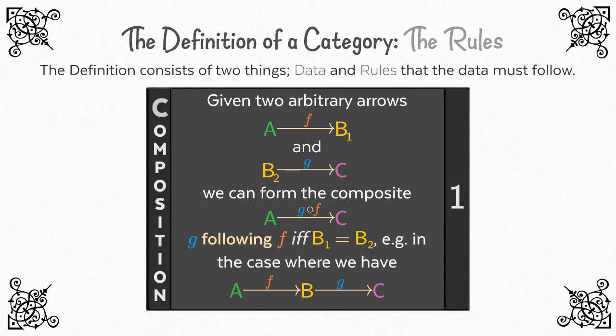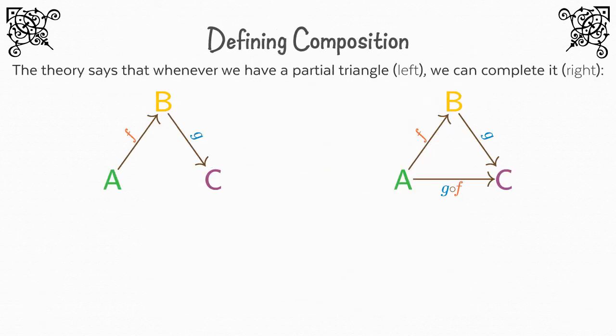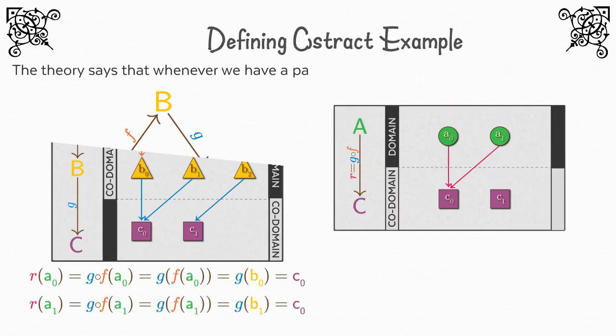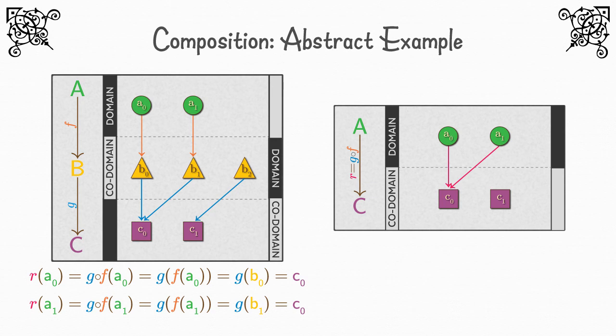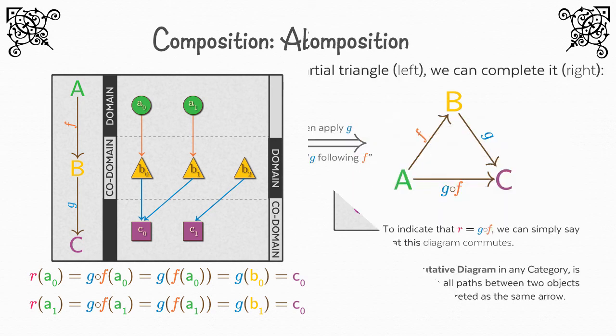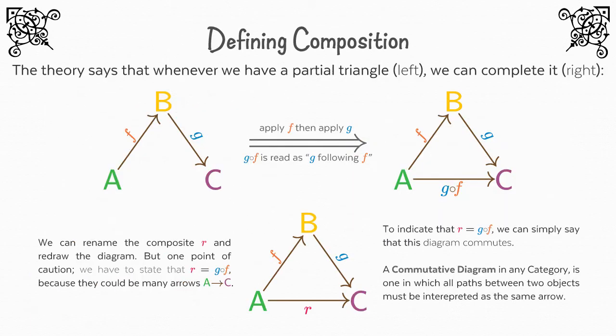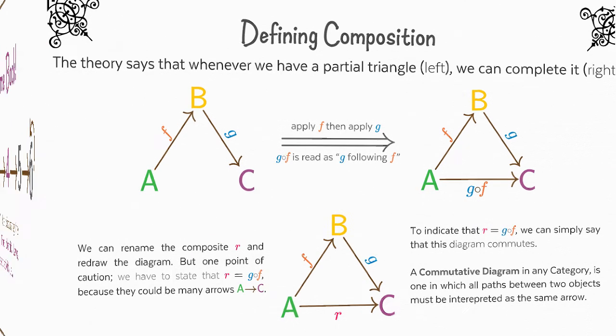Last time, we looked at composition. We saw that the theory said that whenever we have arbitrary maps, f from A to B and g from B to C, we can complete the figure by forming the composite g following f. We said we could rename the composite if we desired, but that since there could be many maps A to C, we had to explicitly state one of two things: 1, we had to say that R equals g following f, or 2, that the diagram commutes.